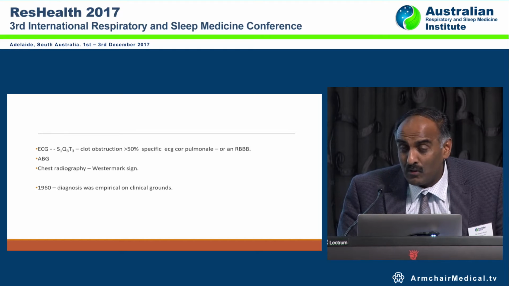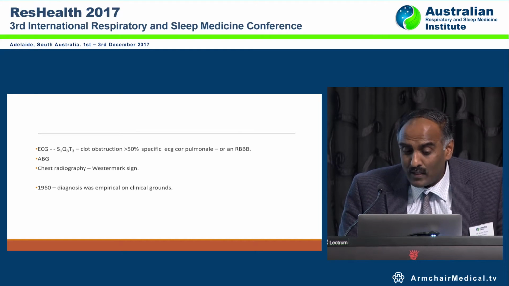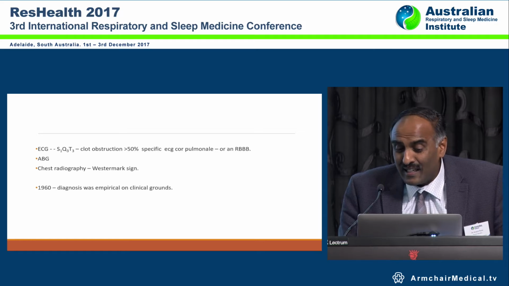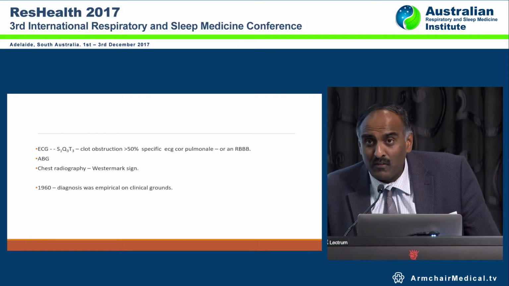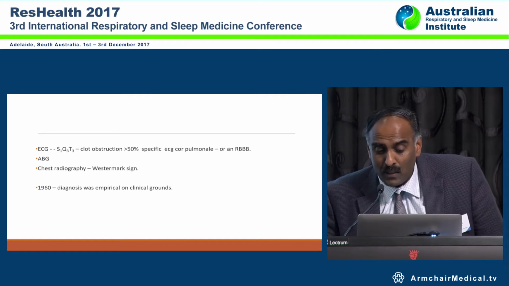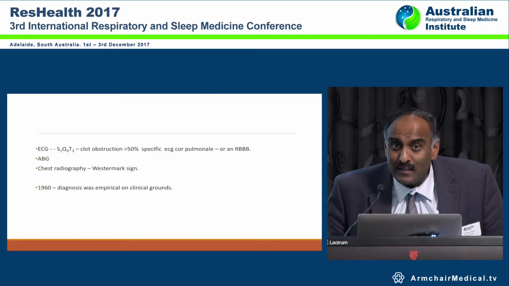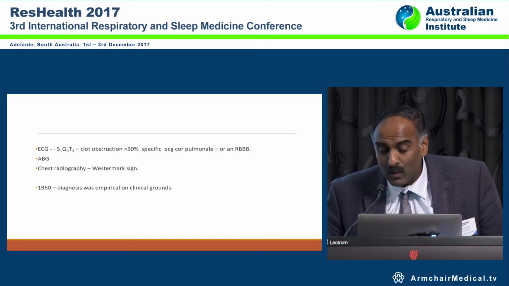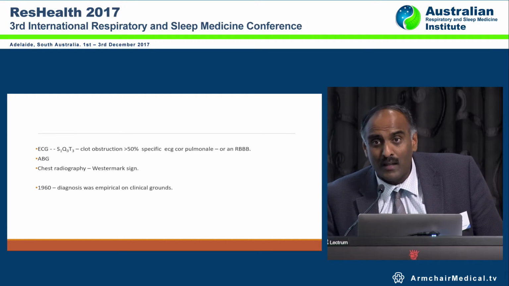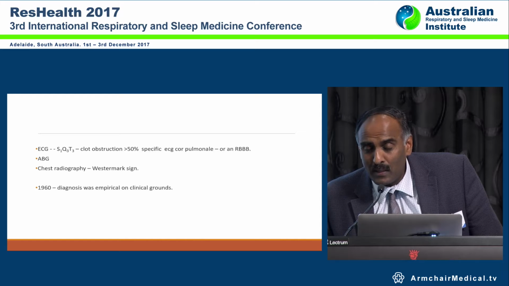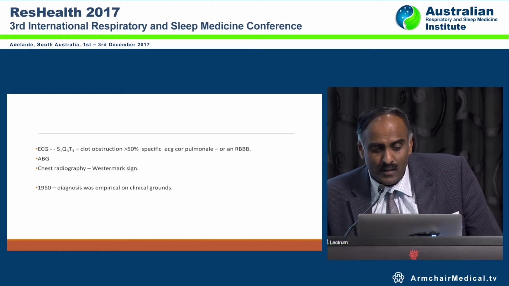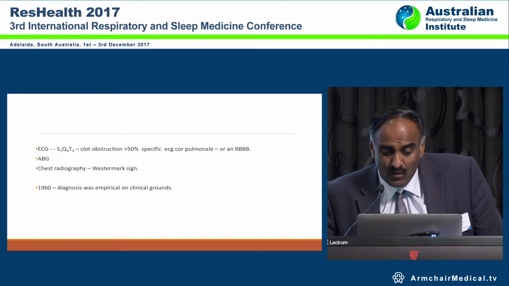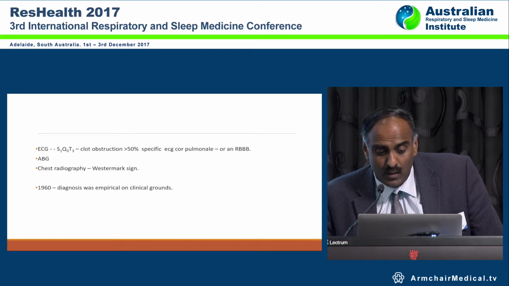Interesting that the publications were in 1935 and then 1943, and it was really seen only when there's clot obstruction of more than 50% of the main pulmonary artery. And that's why we hardly see this ECG phenomenon, because it was described in patients with almost complete occlusion and death. Blood gases, again, non-specific, and the chest radiograph showing the Westermark sign.